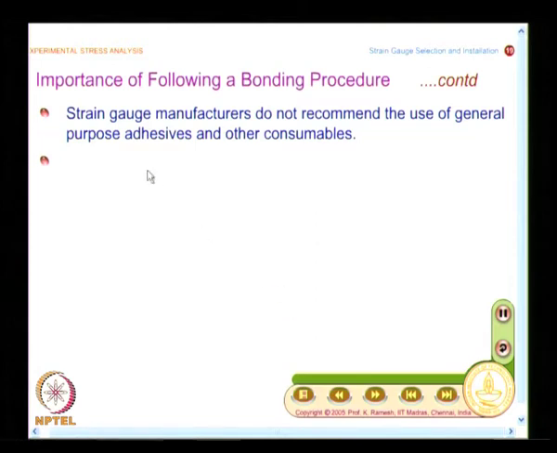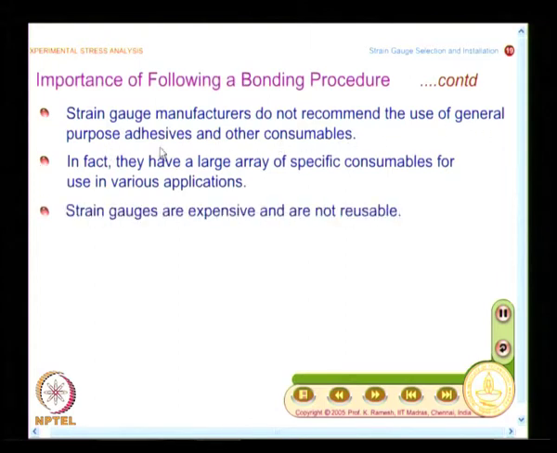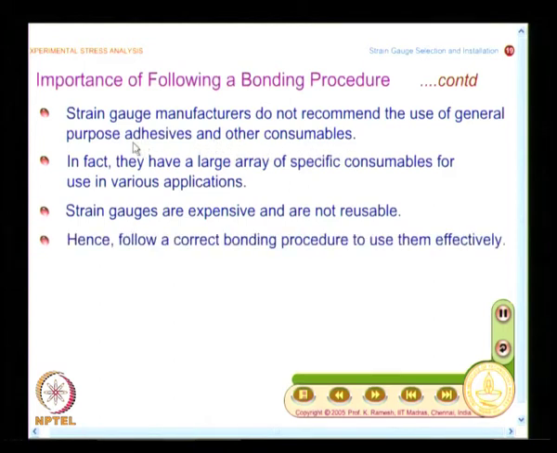And if you look at the strain gauge manufacturers, they do not recommend the use of general purpose adhesives and other consumables. For strain gauge instrumentation, you should go in for specific adhesives and other consumables like a cellophane tape, we will see later. So, you need to look at whether this has been recommended by the strain gauge manufacturer.